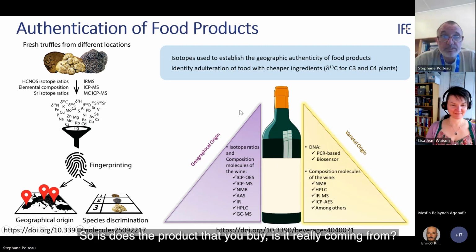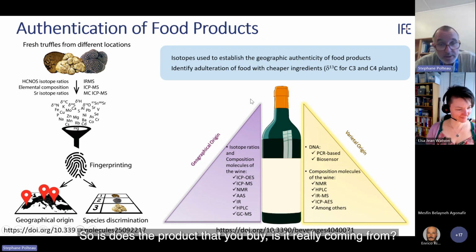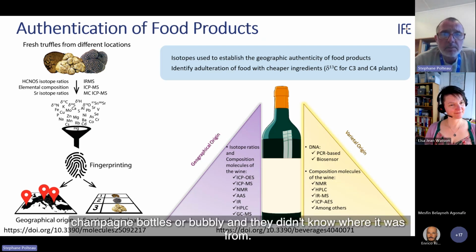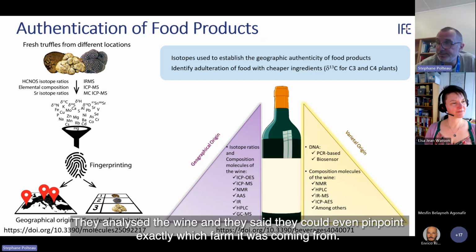It's also used for authentication of food products. So does the product that you buy, does it fit what is written on the label? So we can check. There's also some stories of people that dived and recovered some champagne bottles, and they didn't know where it was from. They analyzed the wine and they could even pinpoint exactly which farm it was coming from.